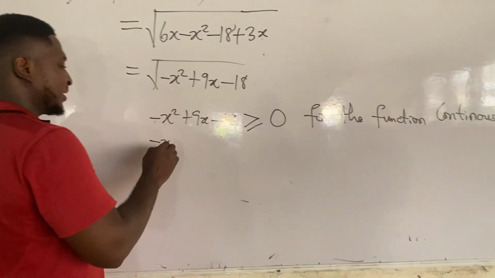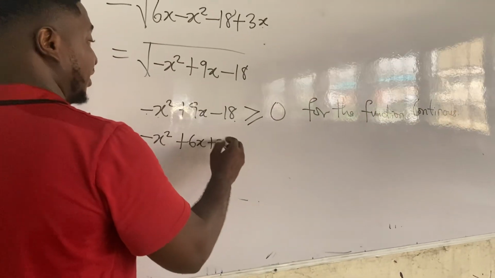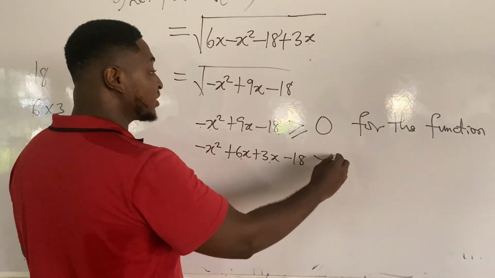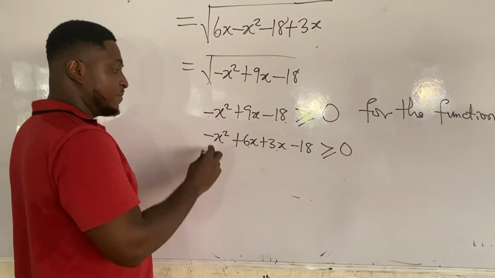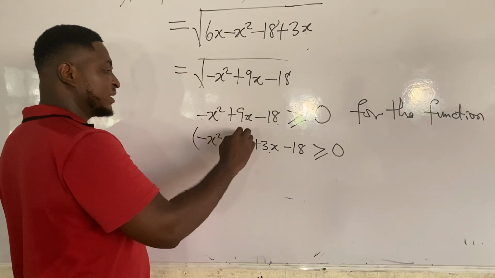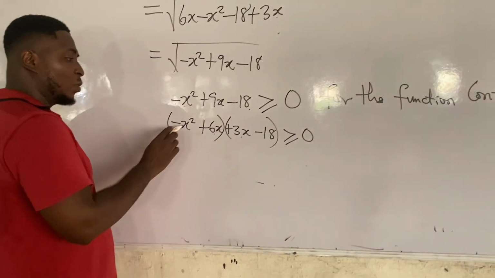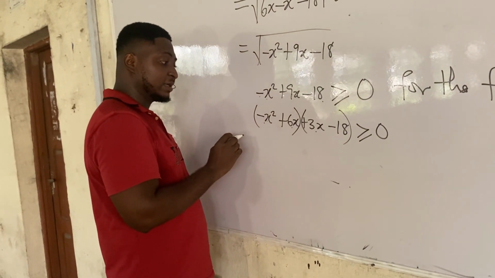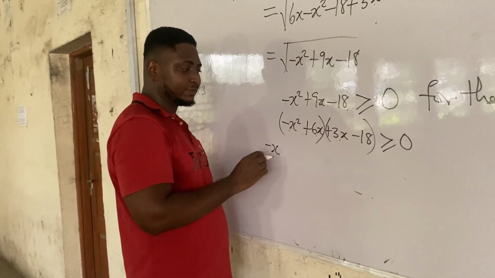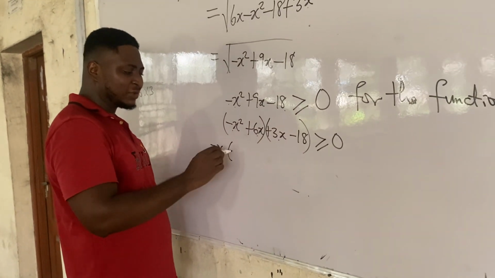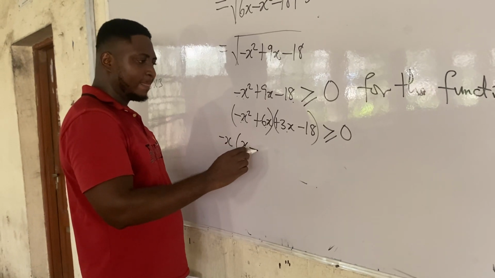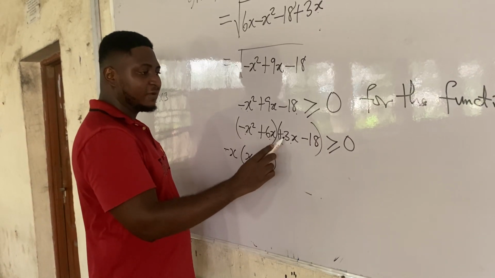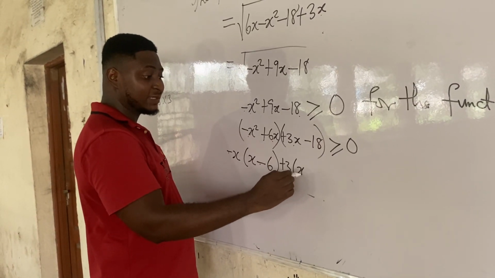So this can be minus x squared plus 6x plus 3x minus 18, must be greater than or equal to 0 for this function to be continuous. Let's factorize now. Factorize this first, then factorize the other. What's common here? Let's bring out minus and let's bring out x. What we have there is x minus, because minus and minus gives you plus, x minus 6. If we bring out plus 3 here, x minus 6.